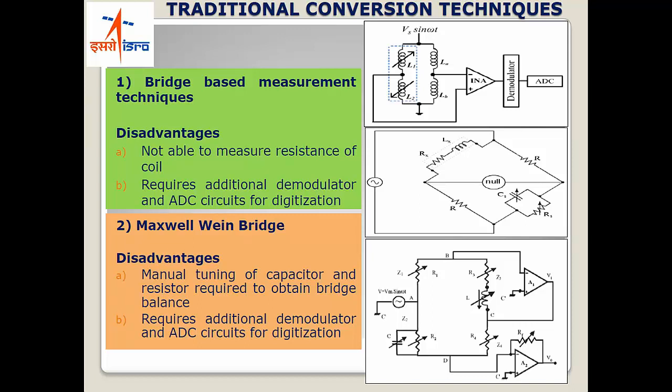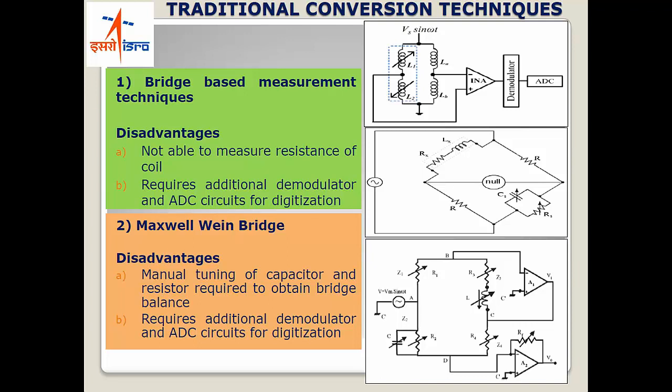So the traditional conversion techniques basically consist of bridge-based measurement techniques. As you can see here, you have certain inductive elements in a bridge-based combination, but these require additional digitization circuits, they do not measure the resistance of the coil, and they require additional demodulator and ADC circuits for digitization. Then there are the Maxwell-Wien bridge-based schemes, where the unknown inductance and resistance can be found by variation of capacitance and resistance, but still it's a bridge-based technique, it's an analog-based measurement scheme, and you need demodulators and ADC schemes for digitization.